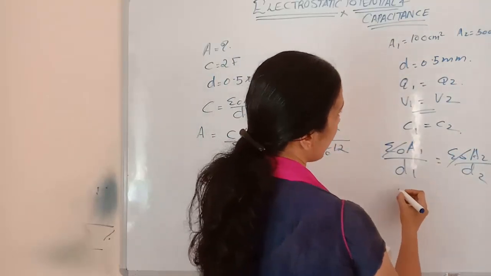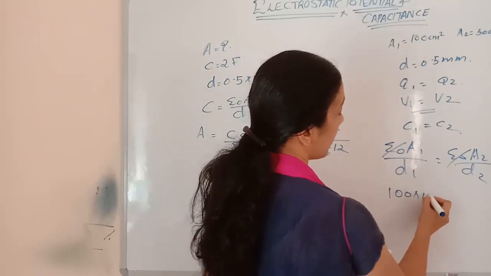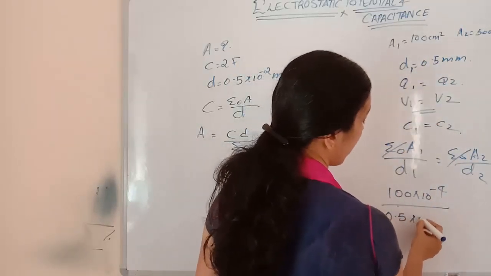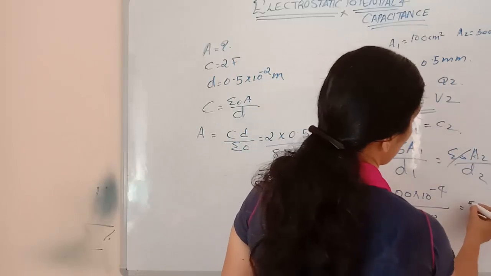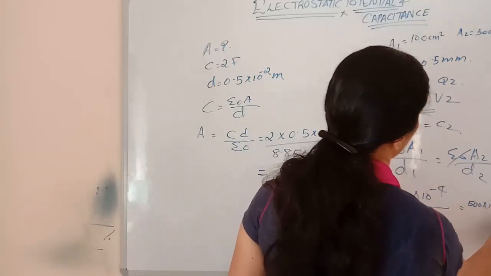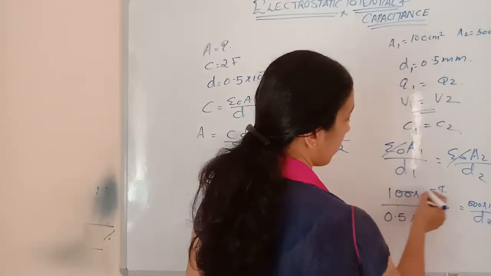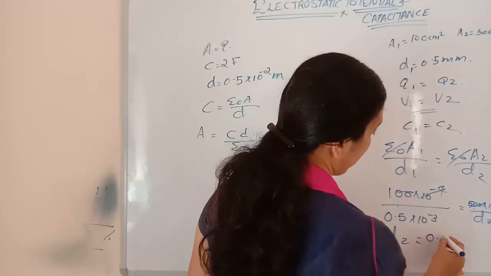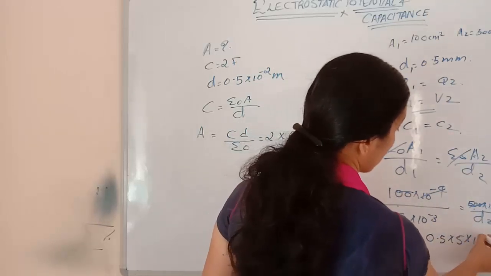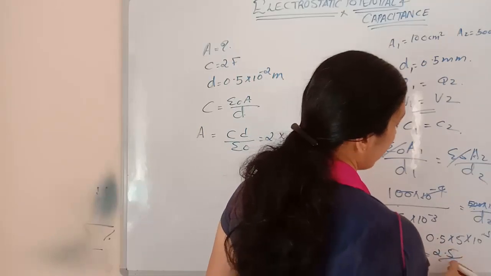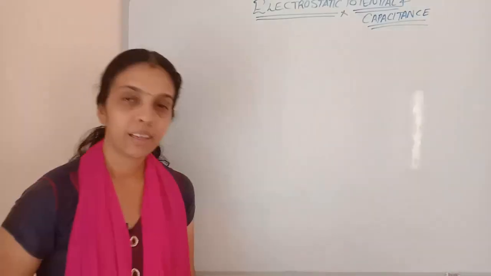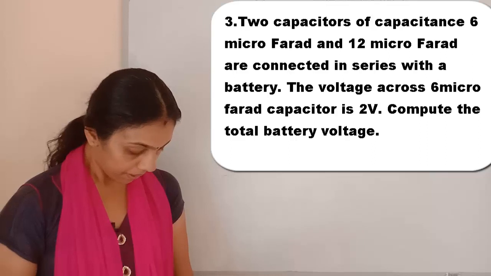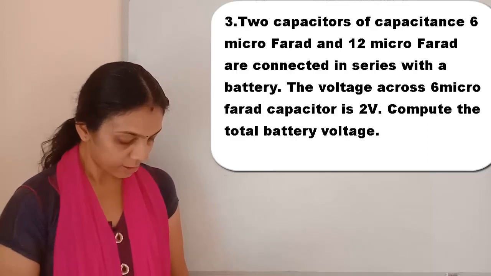We can write it as A1, which is 100 into 10 to the power minus 4, divided by D1, which is 0.5 into 10 to the power minus 3, equal to A2, which is 500 into 10 to the power minus 4, divided by D2. So you can find out D2. See here, D2 will be equal to 0.5 into 5 into 10 to the power minus 3. So we will get it as 2.5 millimeter. Clear?